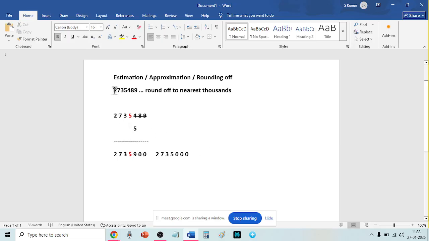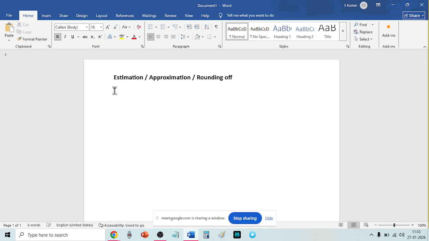Okay, I'll show you one more because this is a bit complicated. One more example. Supposing it is 5, 8, 6, 2, 1, 4, 3, 0, 7. And this is to the nearest lakh. Round off to the nearest lakh. So write the number. Now which one is a lakh?